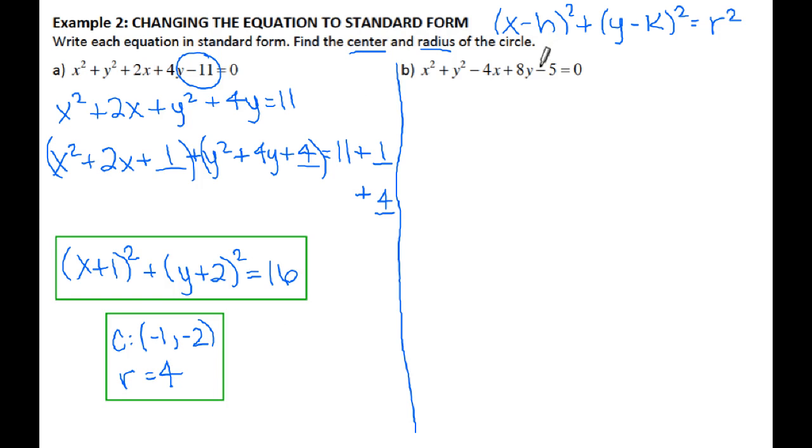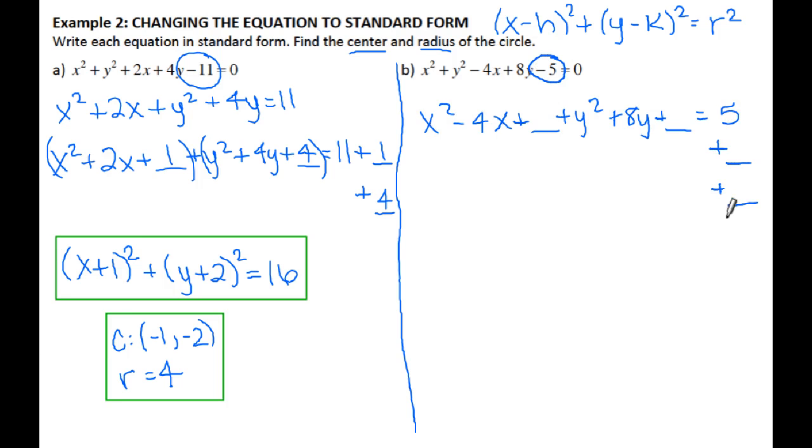And then letter B, I'm going to do the same thing. I'm going to go ahead and start by moving that 5 to the other side. As I rearrange, I'm going to go ahead and insert my blanks. So I'm going to combine some steps together. And again, running out of space, that's why they're on top of each other.